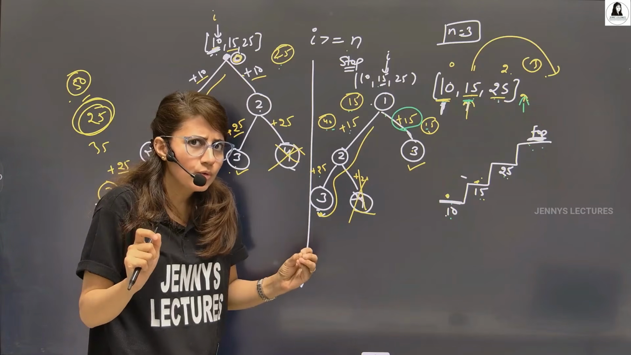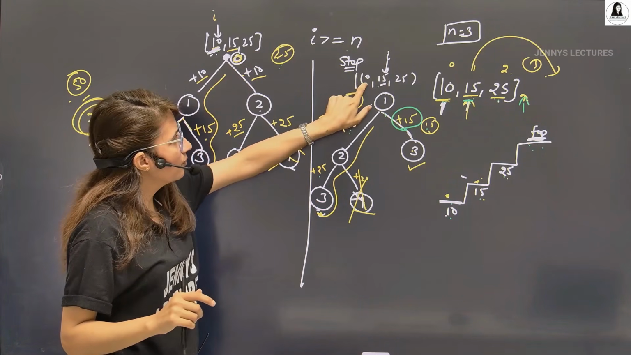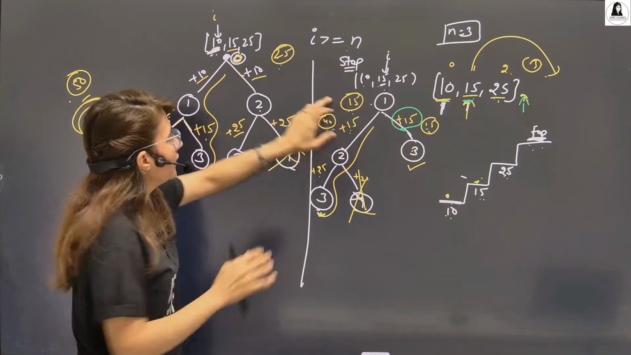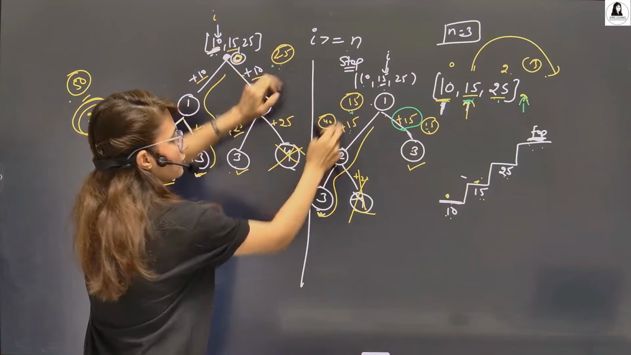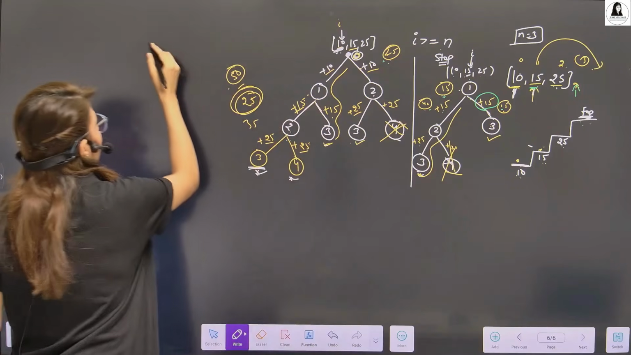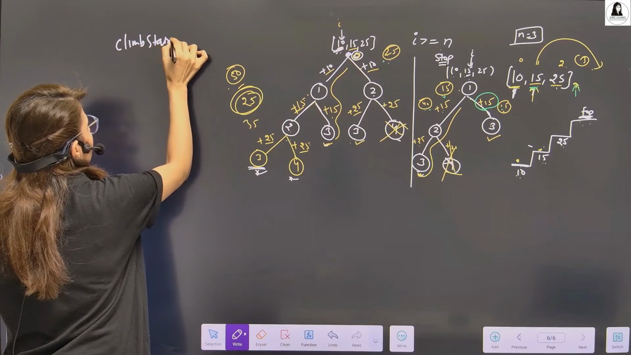So ultimately what you are doing is taking whatever is minimum from this or this. This was 25, this is 15. We take the minimum of these two, that is 15. That's how we write it. If I write something like this, like climb stairs.